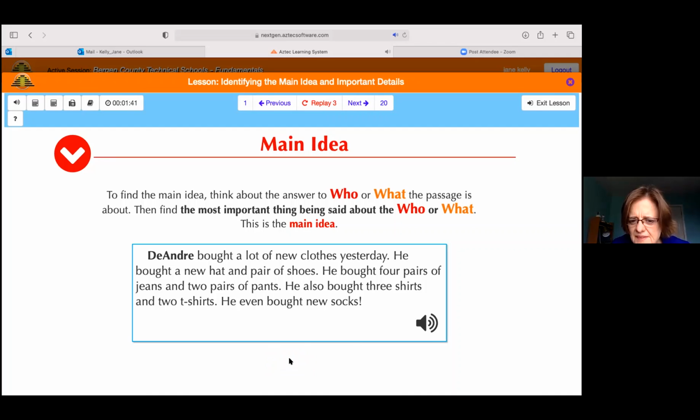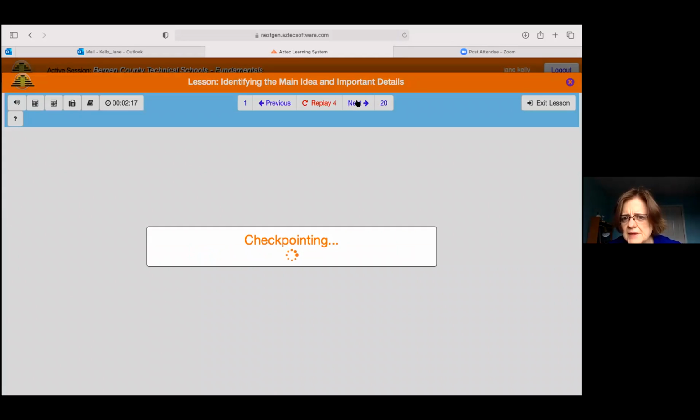To find the main idea, first, think about who or what the passage is about. This passage is about a person, DeAndre. DeAndre is the answer to the question, who? What is the most important thing being said about DeAndre? He bought a lot of clothes yesterday. So the main idea in this passage is that DeAndre bought a lot of new clothes yesterday. That is what the passage is about. Okay, so we're going to ask us a question on the next page.